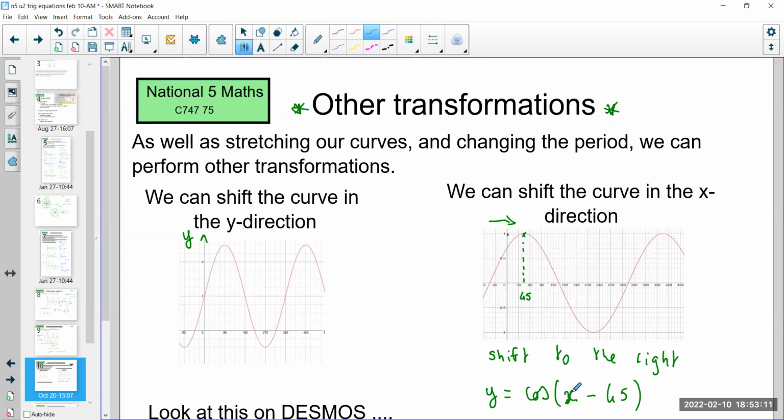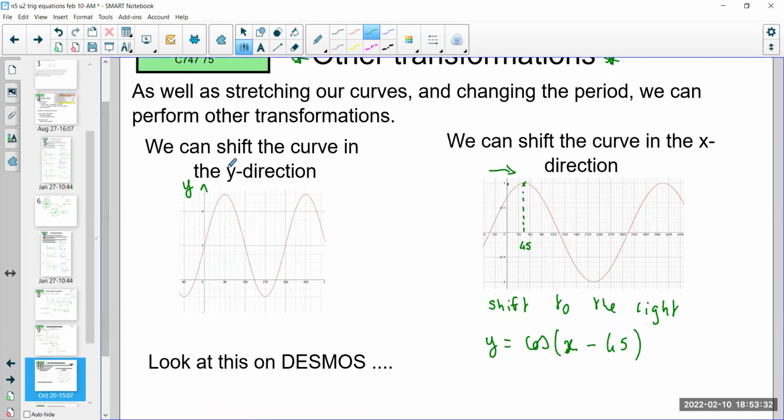It just means when I've got x equal 45, 45 minus 45 would be 0, which is what cos is going to be here. So that one here is at 45 degrees rather than being at 0 when there's no shift in the phase. Now, when it comes to shifting in the y direction, normally sines start at 0.